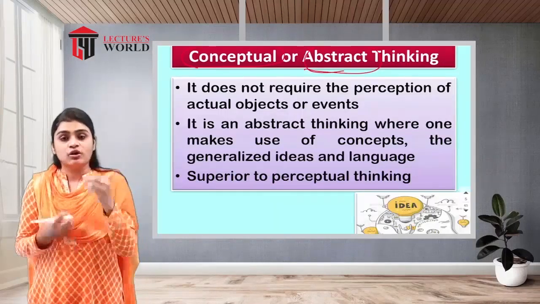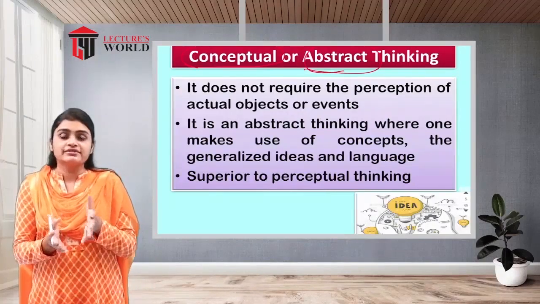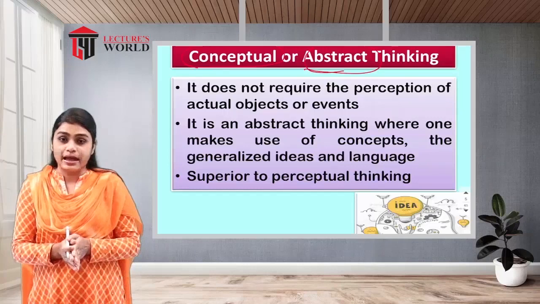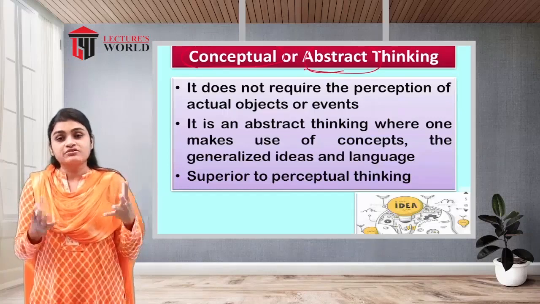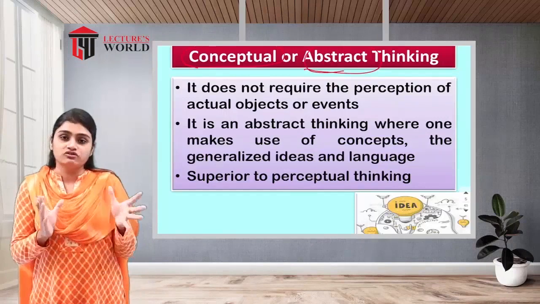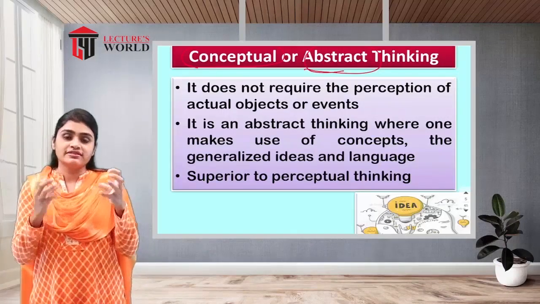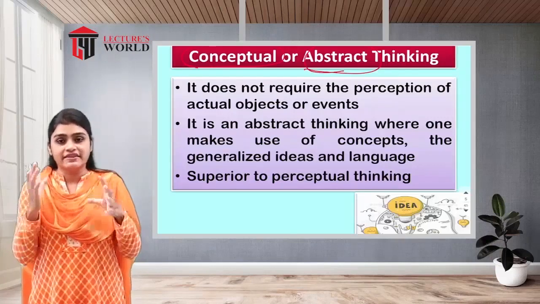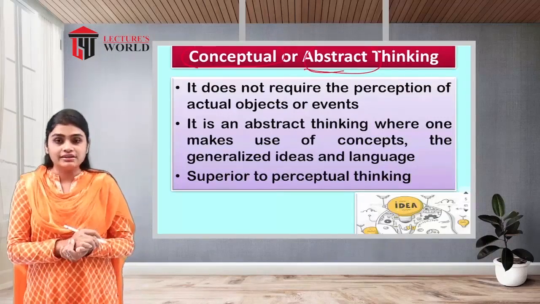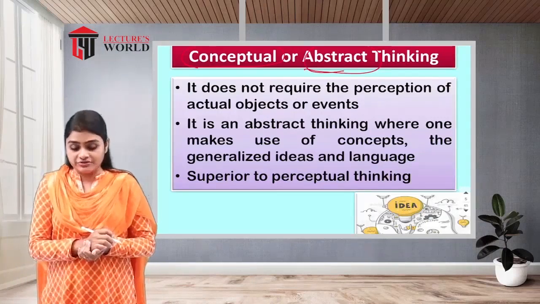Inside our mind, the thoughts and ideas will be there. That is totally based on ideas, and that's why it is called abstract. In concrete thinking we had the actual object, but in abstract thinking we don't have the actual object, only the abstract, that means imaginations or ideas. So ideas are there inside our mind. That type of thinking is called conceptual or abstract thinking.